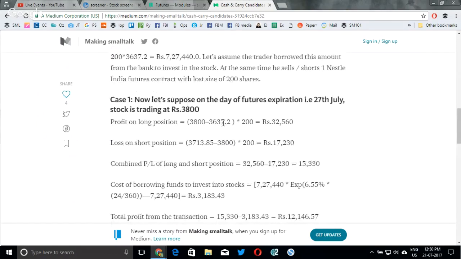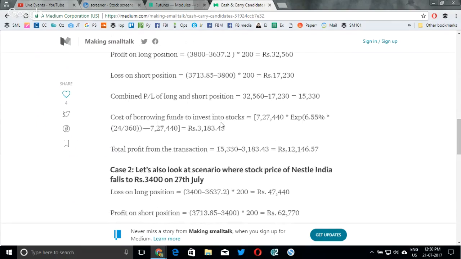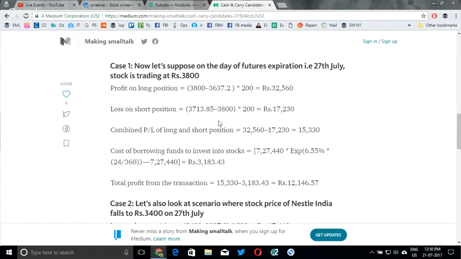Another assumption for cash and carry arbitrage is that all the trades placed will be held till the maturity. And at the maturity, the price of the spot and the price of the future contract is always the same. So the trader has two positions: long position in the shares, and short position in the future contract. So let's take two different cases.